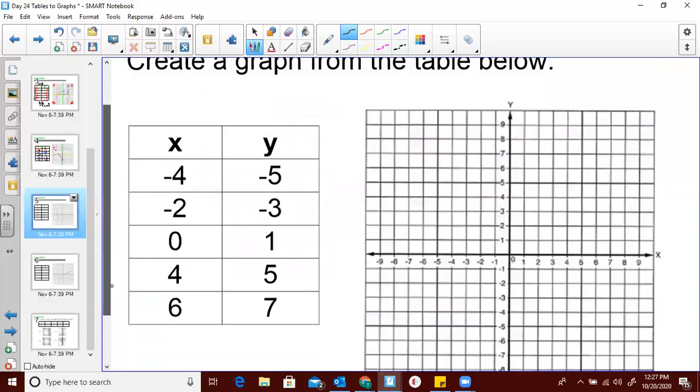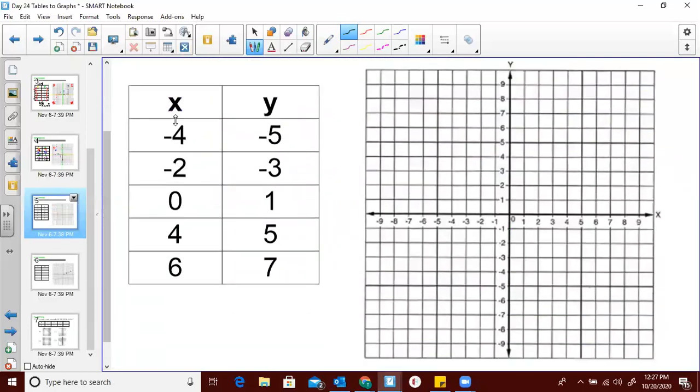All right, so again, if we're creating a graph, remember x comma y. My x is -4, so that's going to be 1, 2, 3, 4, and my y is -5, so I go down 5: 1, 2, 3, 4, 5.